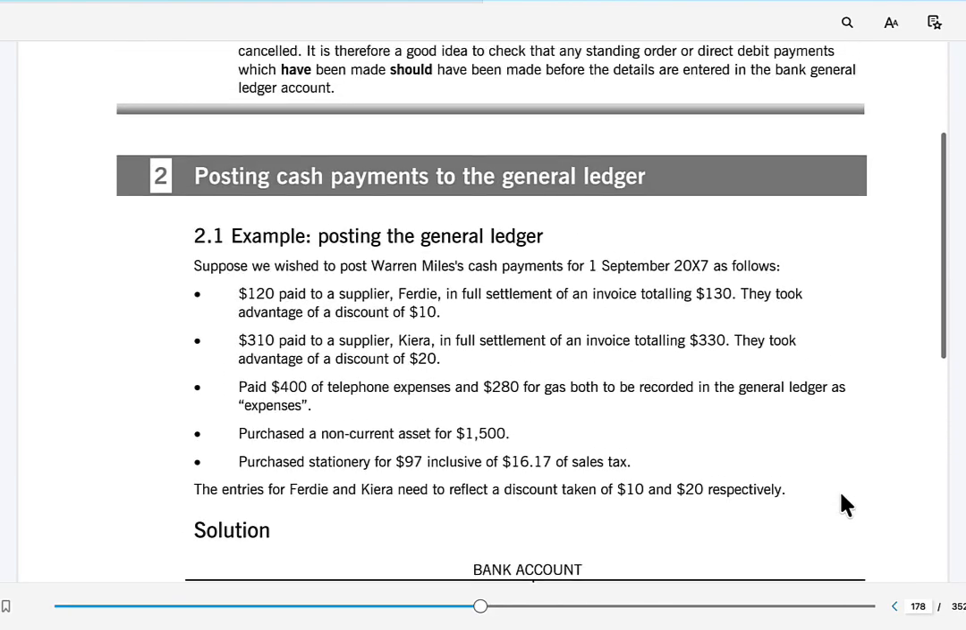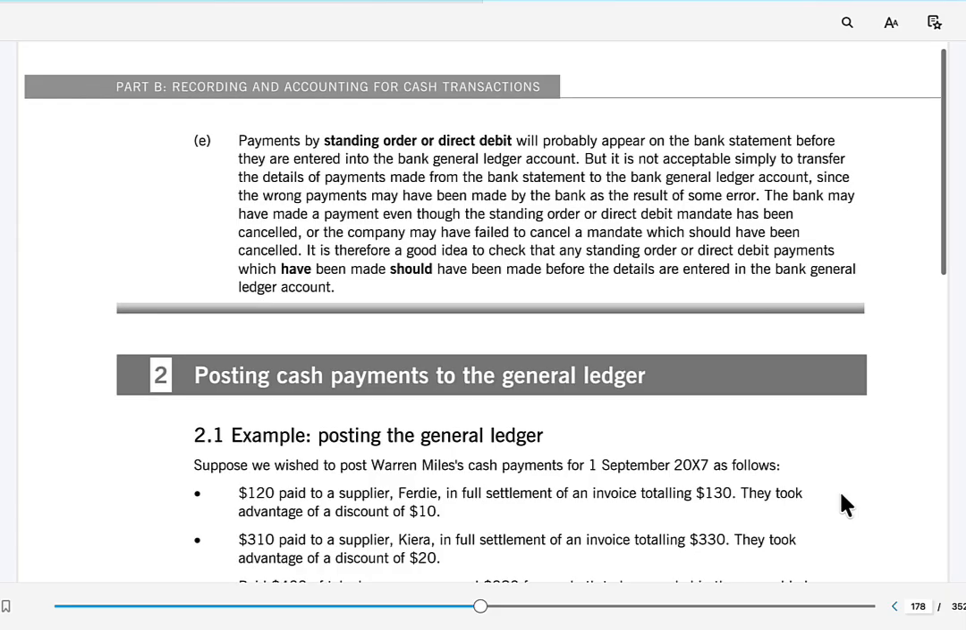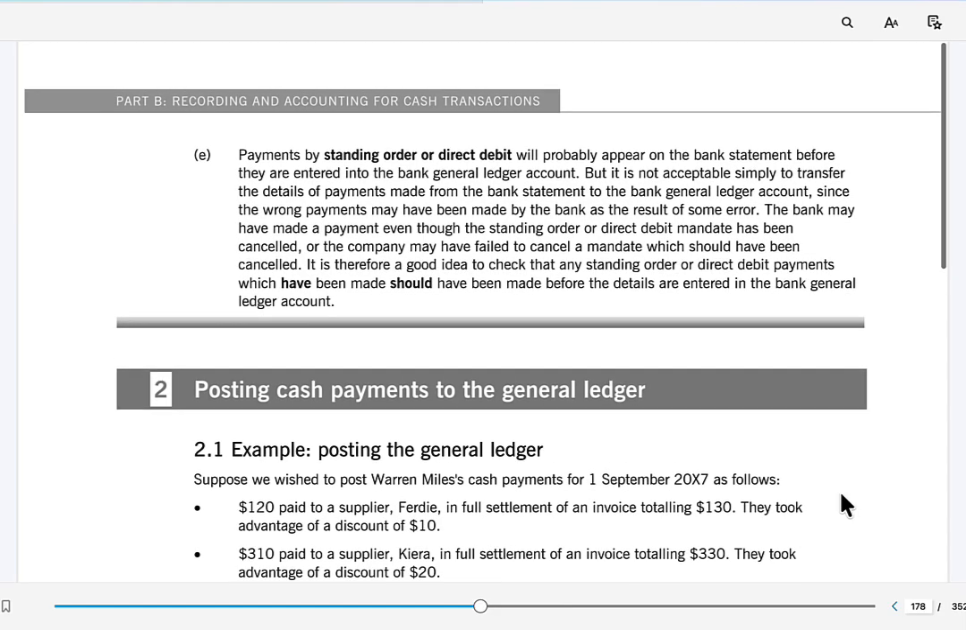Third reason, it increases accountability. When roles are separated, everyone knows their responsibility. This creates discipline. This creates better control over money.